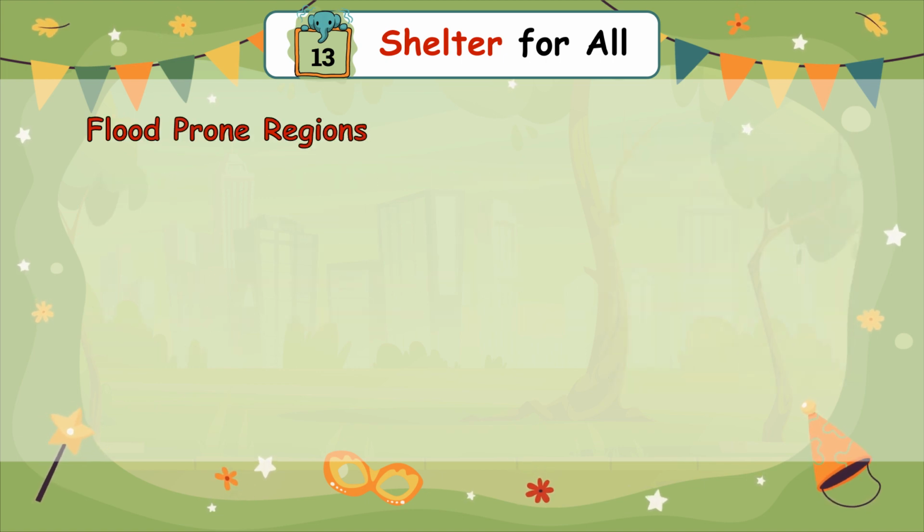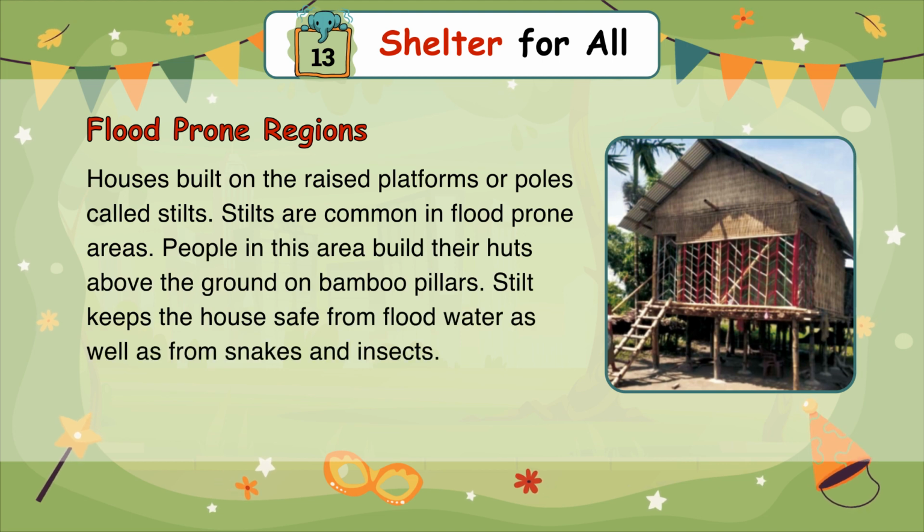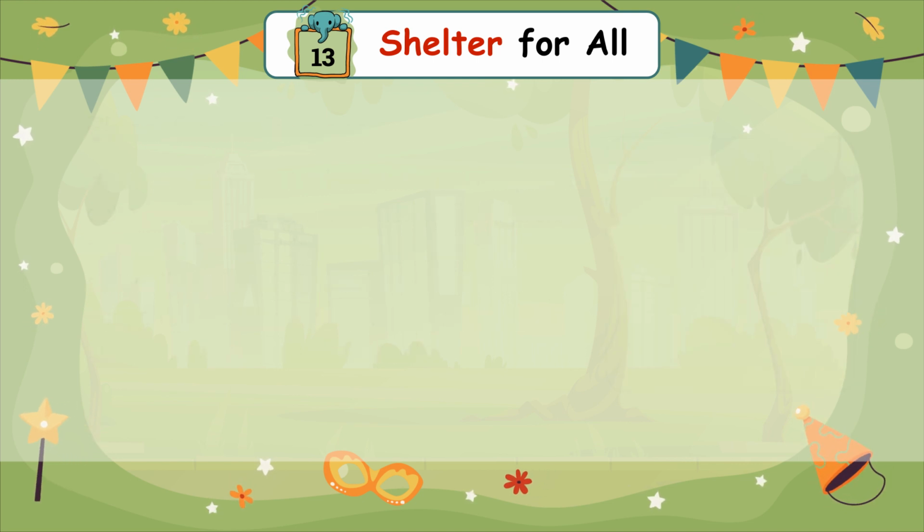Flood-prone regions. Houses are built on raised platforms or poles called stilts. Stilts are common in flood-prone areas. People in this area build their huts above the ground on bamboo pillars. Stilts keep the house safe from floodwater as well as from snakes and insects.